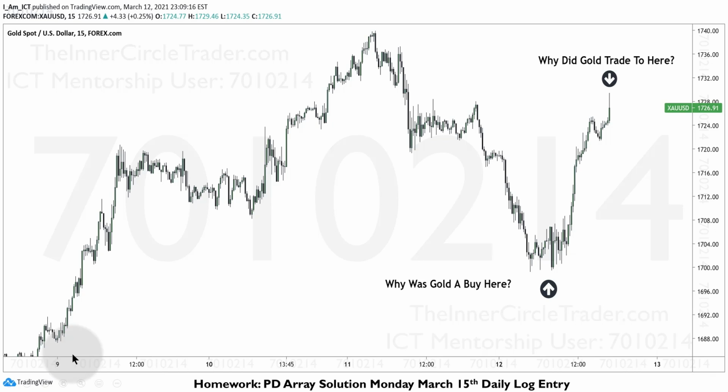Okay, use your best estimations in how this is framed relative to the time and price axis. So the closer you get it to look like this, the better. And your homework is to outline everything that you know up to your present understanding, why gold was a buy here and why did it trade there. Okay, and obviously you can see down here the PD array solution will be provided to you in Monday's March 15th daily log entry at the end.